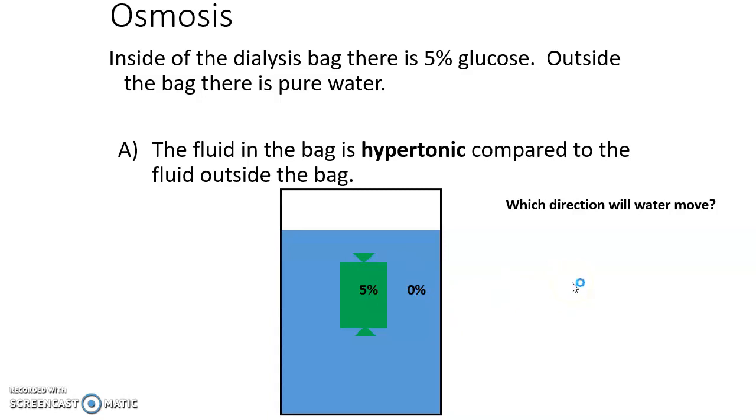And which direction will water move? Water will move into the bag. So the net movement is into the bag. A little moves out, but net movement is into the bag, going from high amounts of water to low amounts of water, or going to the hypertonic solution.